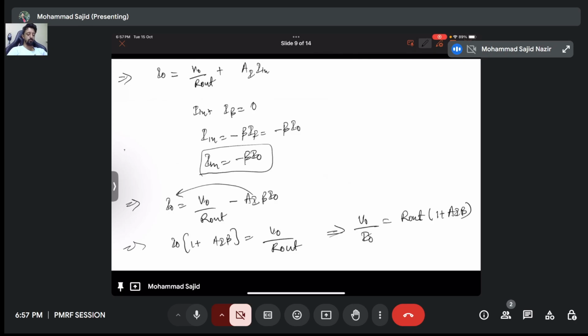Right. So for the current amplified case, what happens is the output resistance increases. So this is an advantage of the feedback amplifier. When it increases, more current now will flow through the load resistance and we will get a desired output.